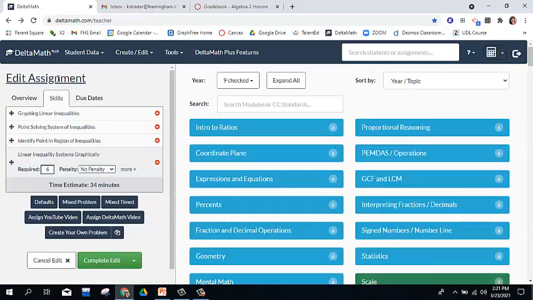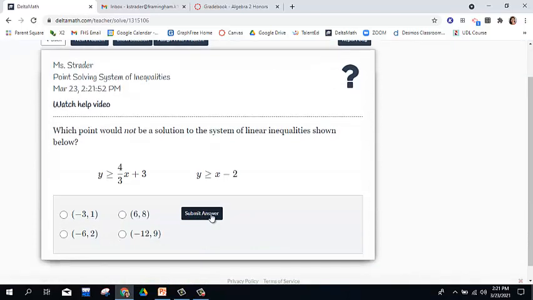One other thing I wanted to show you, okay, sometimes we do not even need to use a graph to figure out if something is in the feasible region. So if we're given these 2 inequalities and we have a multiple choice selection of points, we can plug in and see what happens. So in this particular question, which says which point would not be a solution to the system, that means we're looking for a point that makes one of these false. Okay, so I'm going to go through that right now.